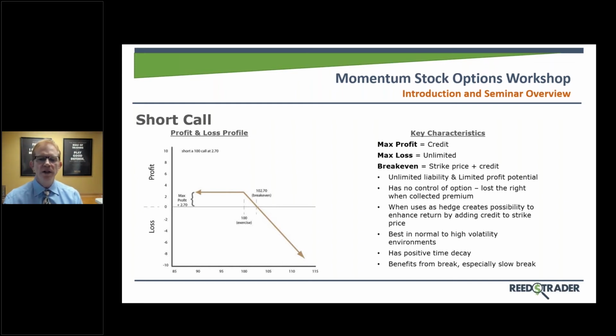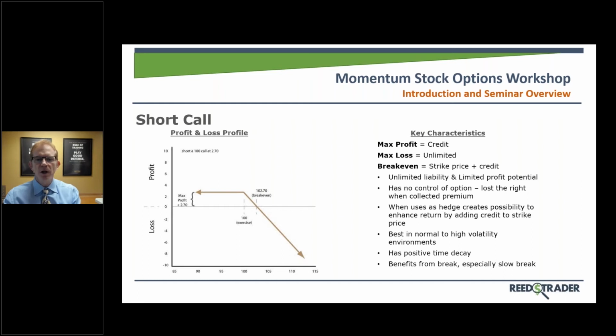So basically, short calls can be used as a hedge to enhance return by adding a credit to the purchase price of your stock. We'll get into this, but this is often called a covered call or a covered write. And it's a way of adding additional income to you owning a stock.